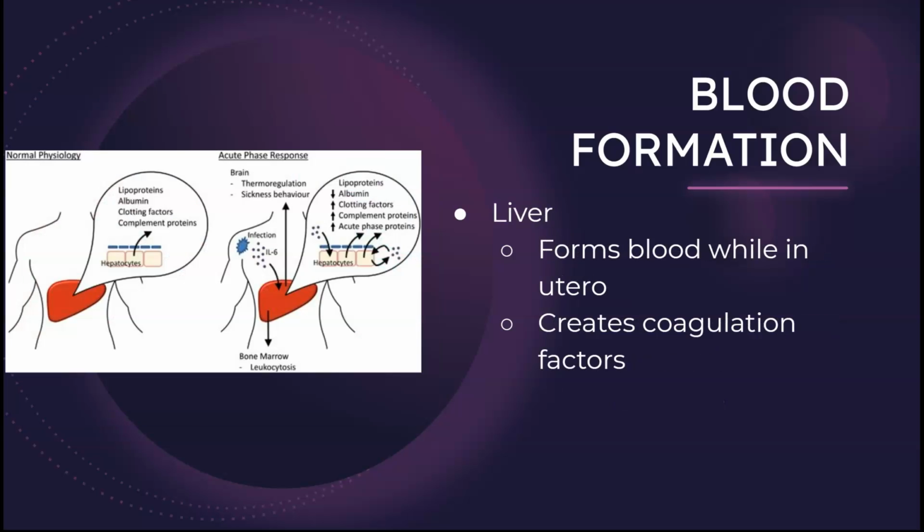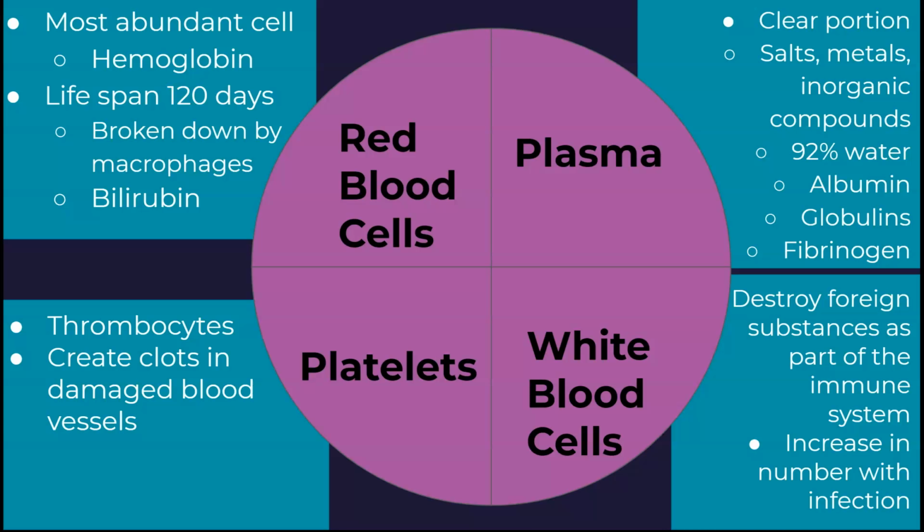Your liver also helps form blood cells while you are a fetus, but as you move into humanhood, it also helps create the coagulation factors that keep you from bleeding out on the regular. Things like albumin, which becomes lower as you move through your acute phases. Complement factors, there's a lot of different factors that are involved in blood clotting, factor 10, Christmas factor, there's a lot. So blood is made of a lot of different components.